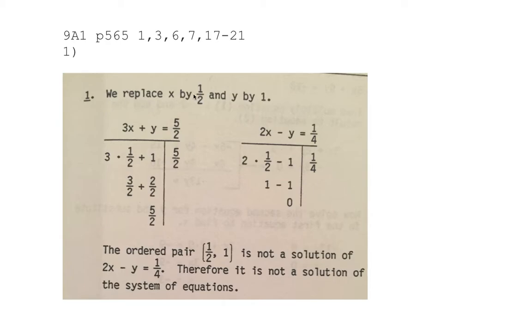Here we're going to test if the point (1/2, 1) is a solution of both equations, and the answer is that it's not. Although it does satisfy the first equation, it doesn't satisfy the second, and it's got to satisfy both equations in order to be a solution to the system. So the answer is no, it is not a solution to the system of equations.